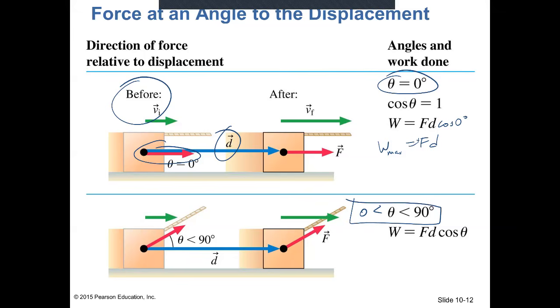Remember, the work done uses the magnitude of displacement and the magnitude of the force. So F D are always positive quantities. The only way it can be negative is if the cosine of theta is negative.